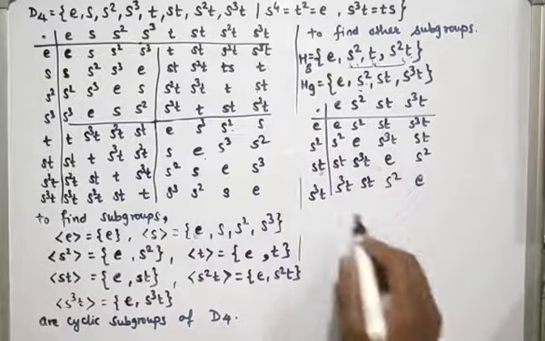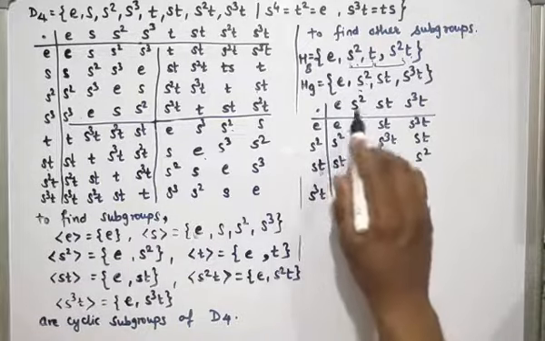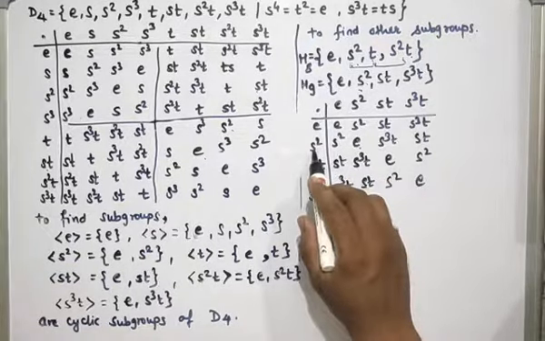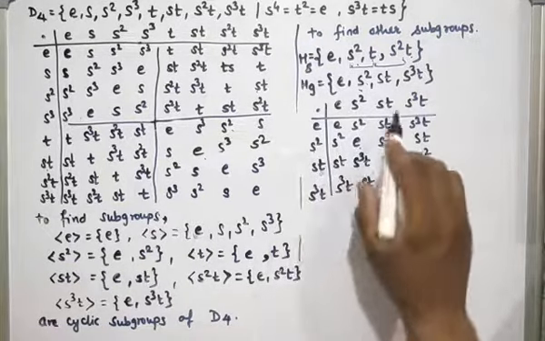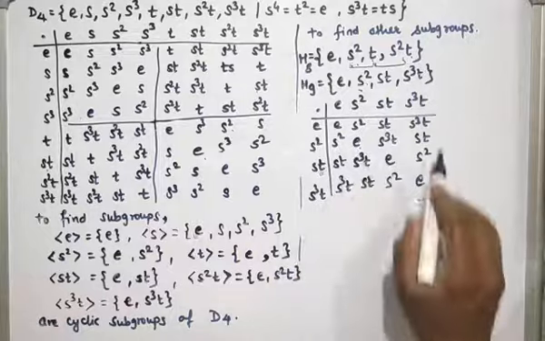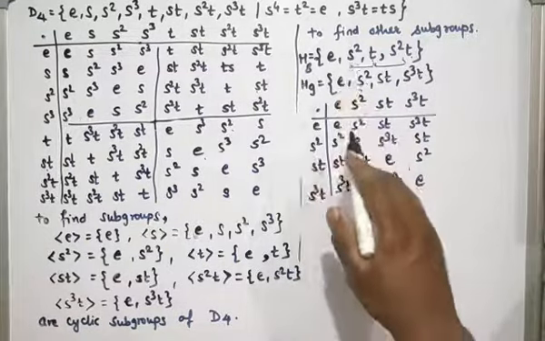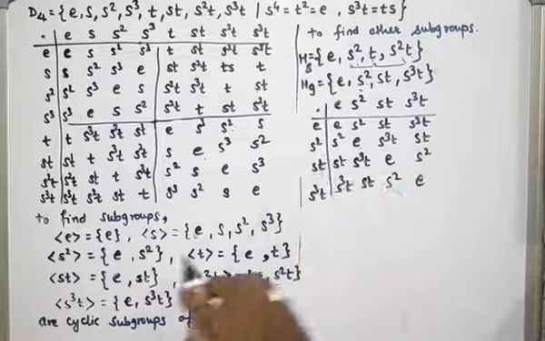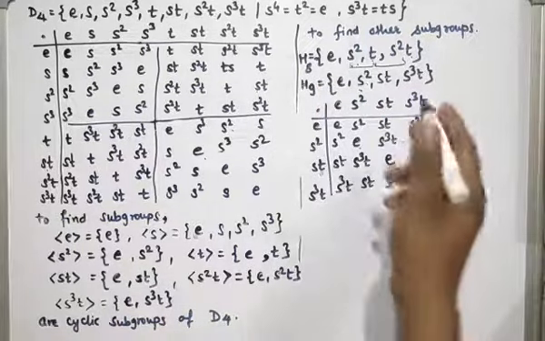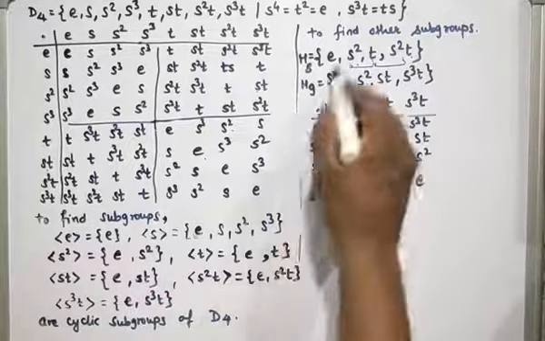Next, every element has an inverse. Here S square into S square is identity, which means the inverse of S square is S square, the inverse of ST is ST, and the inverse of S cube T is again S cube T. All properties of a subgroup are satisfied, which means H8 and H9 are subgroups. These are the other subgroups, and they are not cyclic.